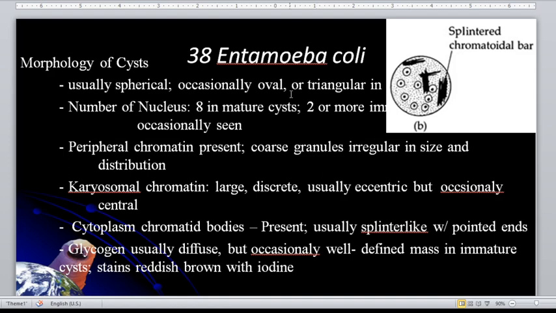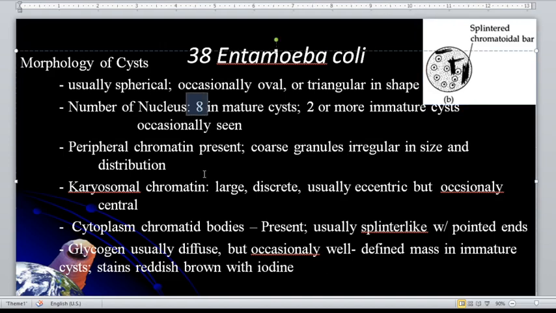Entamoeba coli, morphology of the cyst. Take note of this one. The nucleus, it has 8. Okay? So 8 in the mature cyst. Therefore, it can have 2 to 8 nuclei in its cyst form. Unlike Entamoeba histolytica, the mature form has only 4, a maximum of 4. It can only have 4 nuclei. Entamoeba coli can have as much as 8 nuclei in the mature cyst.